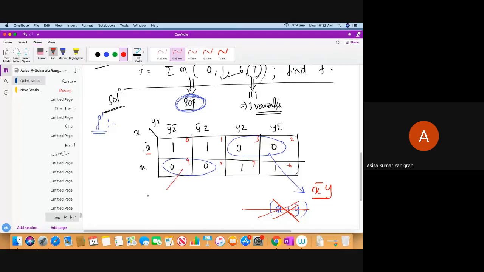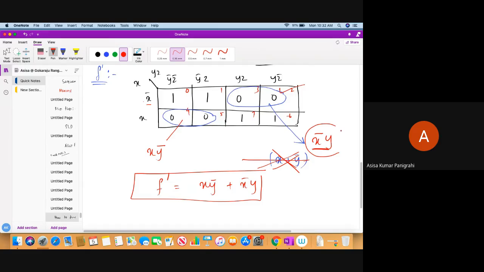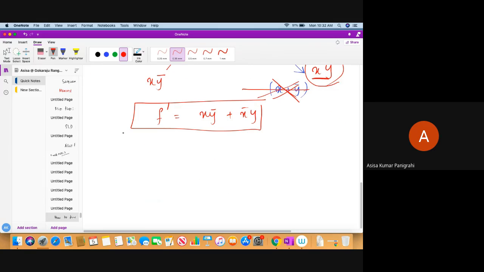Next, what is common here? X, Y bar. So what is my final? F bar will now be X Y bar or X bar Y. Very simple. Do you all understand what I have done? The first step is combining the max terms; after combining, apply the min term rule to get the common terms. Do you have any doubt? Please let me know immediately, because this is very important. I will do one more question so that you have a better idea.